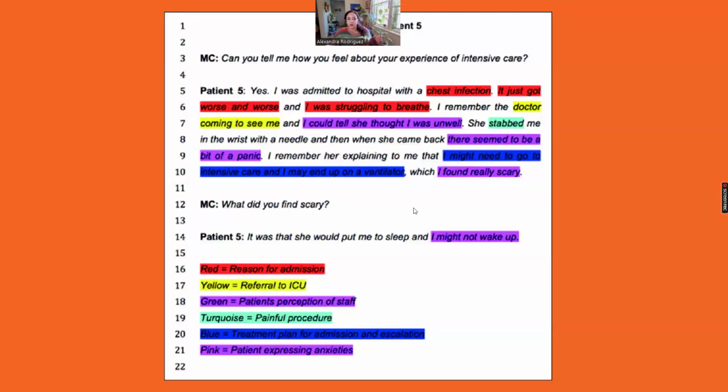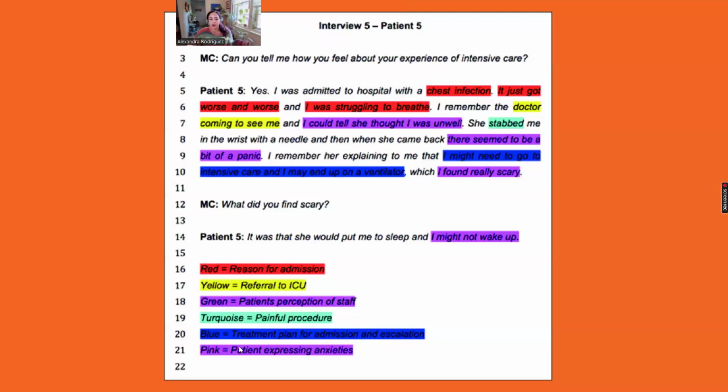This is a better example in terms of what I want it to look like with you all. But this should be like you, the interviewer, your question, and then your interviewee or participant. And so see how they came up with these codes down here. So red was reason for admission, yellow was referral to the ICU, green was, I don't know why green's in purple, but green is patient's perception of the staff. They had turquoise as was the procedure painful. Blue is treatment plan, pink is patient expressing anxieties. So this is more so what I'm looking for in terms of your submission.